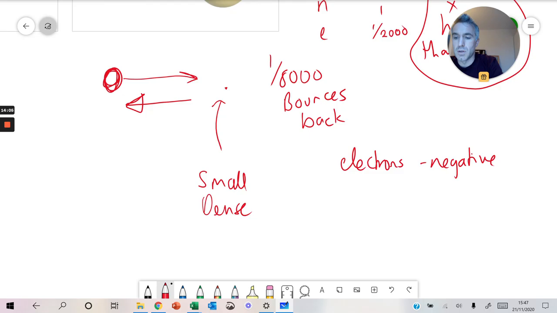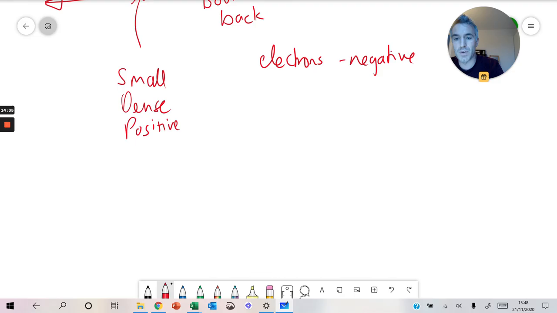So, for it to bounce back, it has to be really small, because only one in 8,000 bounces back. 7,999 go through. It has to be really dense, because the alpha particles are really heavy. And it has to be positive, because alpha particles are positive. So for them to be repelled, it has to bounce back. So he changed his theory of what the atom was. Originally we had our plum pudding, but now he says, actually, we have a nucleus.